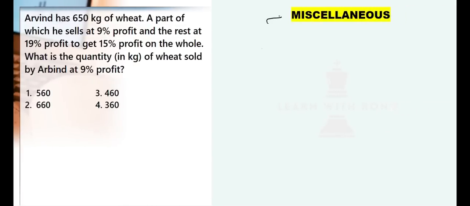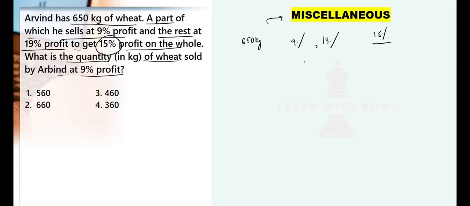Here I kept some questions in the miscellaneous section. See here, Arvind has 650 kg of wheat. A part of it he sells at 9% profit and the rest at 19% profit, to get 15% profit on the whole. They asked us to find the quantity of the wheat sold at 9% profit.